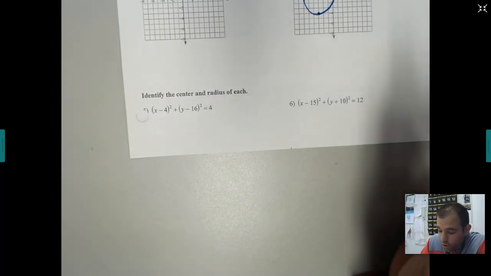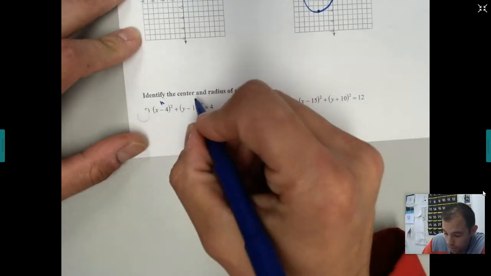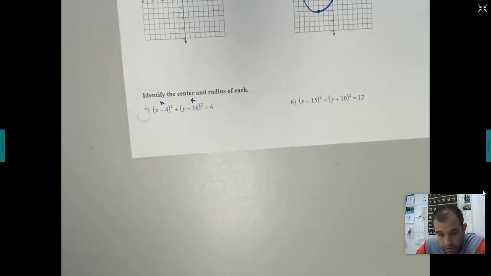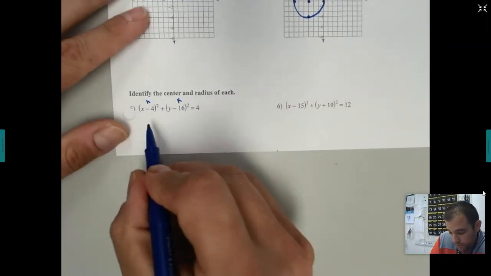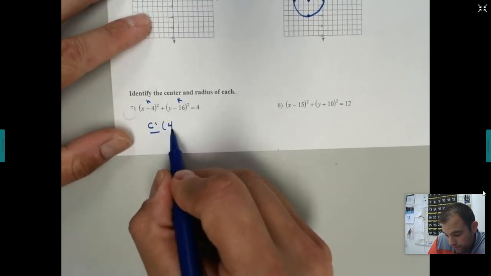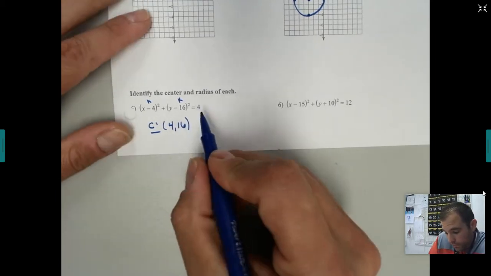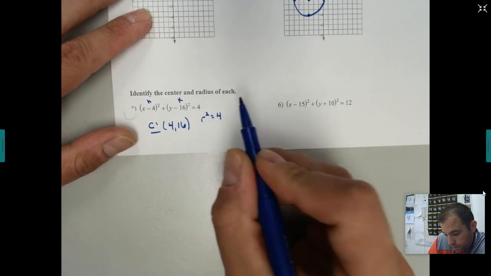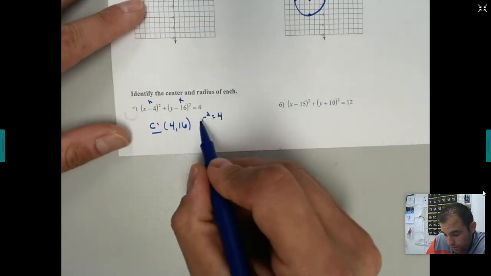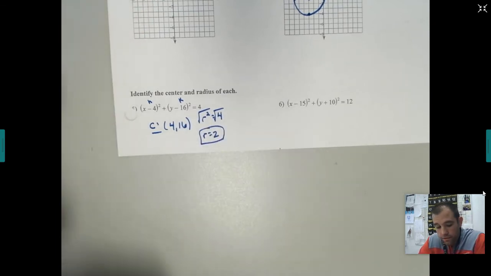Remember, h is always with the x, so this would be our h. This would be our k. Okay? But you always do the opposite when it's in parentheses. So in this case, the center, the h and k, would be +4, +16. All right, and then it also says find the radius, which again we just did on the last problem. So if r squared is 4, square root it, so r would just equal 2. So we found the center and we found the radius. Okay, not a whole lot to it in that case.